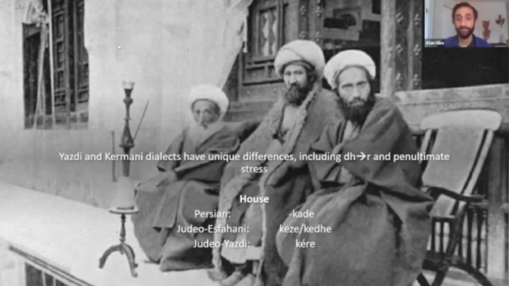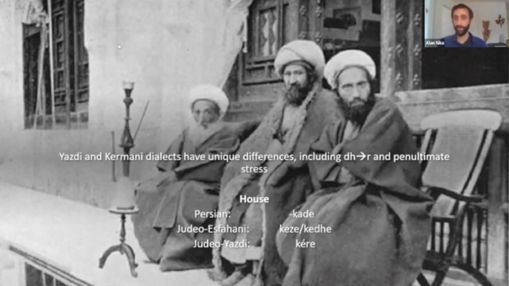So another example, in Persian, there's an old Persian word for house, which is kadeh. In Judeo-Esfahani, as we said, it would be kezeh. And in Judeo-Yazdi, it would be kereh. So kereh is quite different from kezeh, or from kadeh. And that makes it really hard to understand.